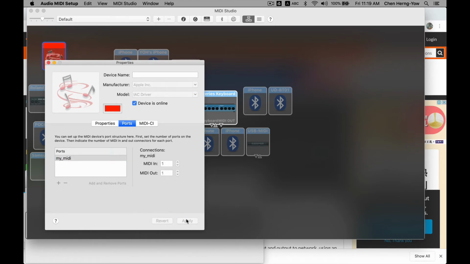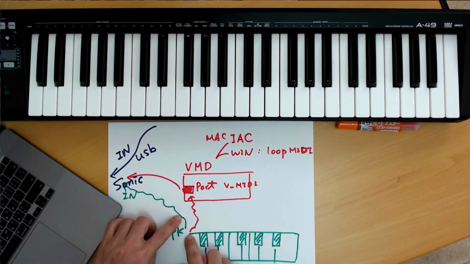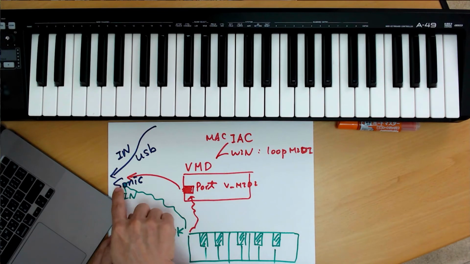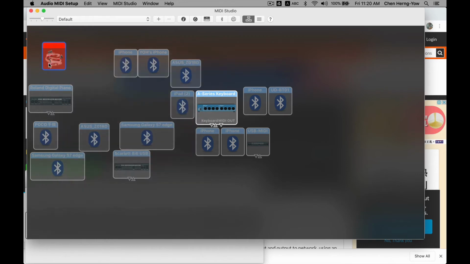If you don't have it, you push the plus and rename, give a name. But this name is very important. You need to do the configuration so that your VMPK will send to this port and your Sonic Pi will listen to this port. Okay, so this is extremely important. It depends on how you configure.